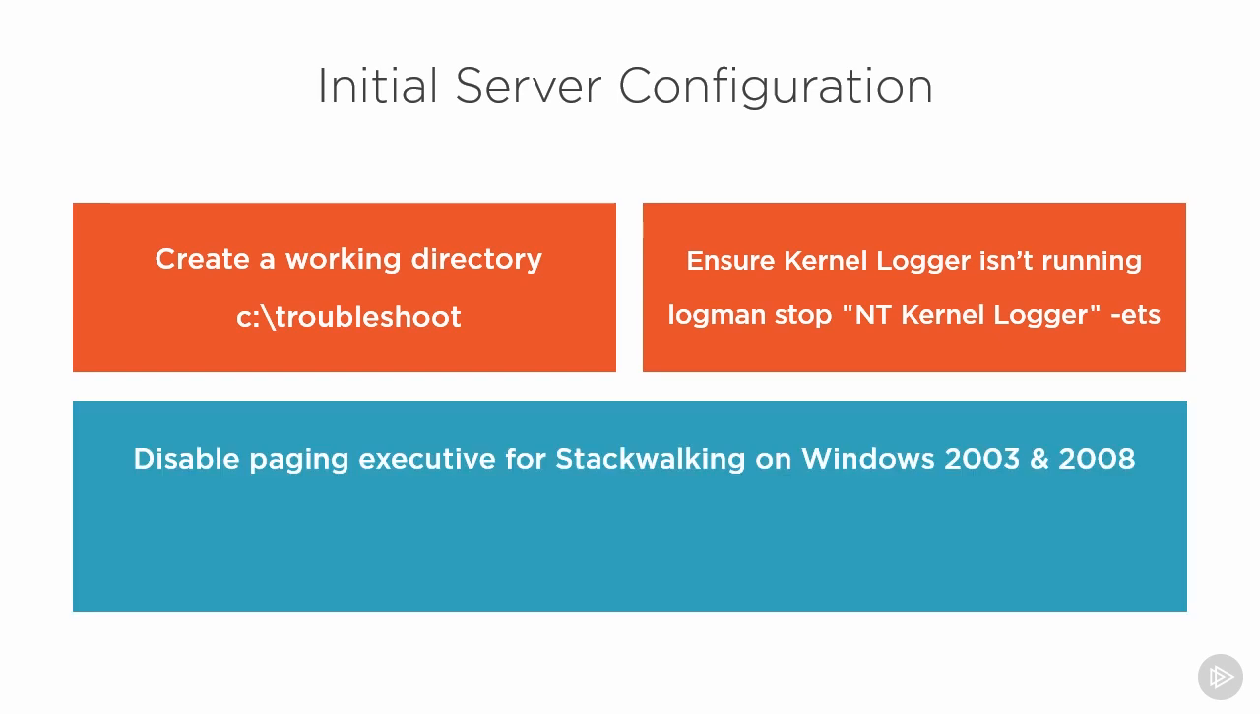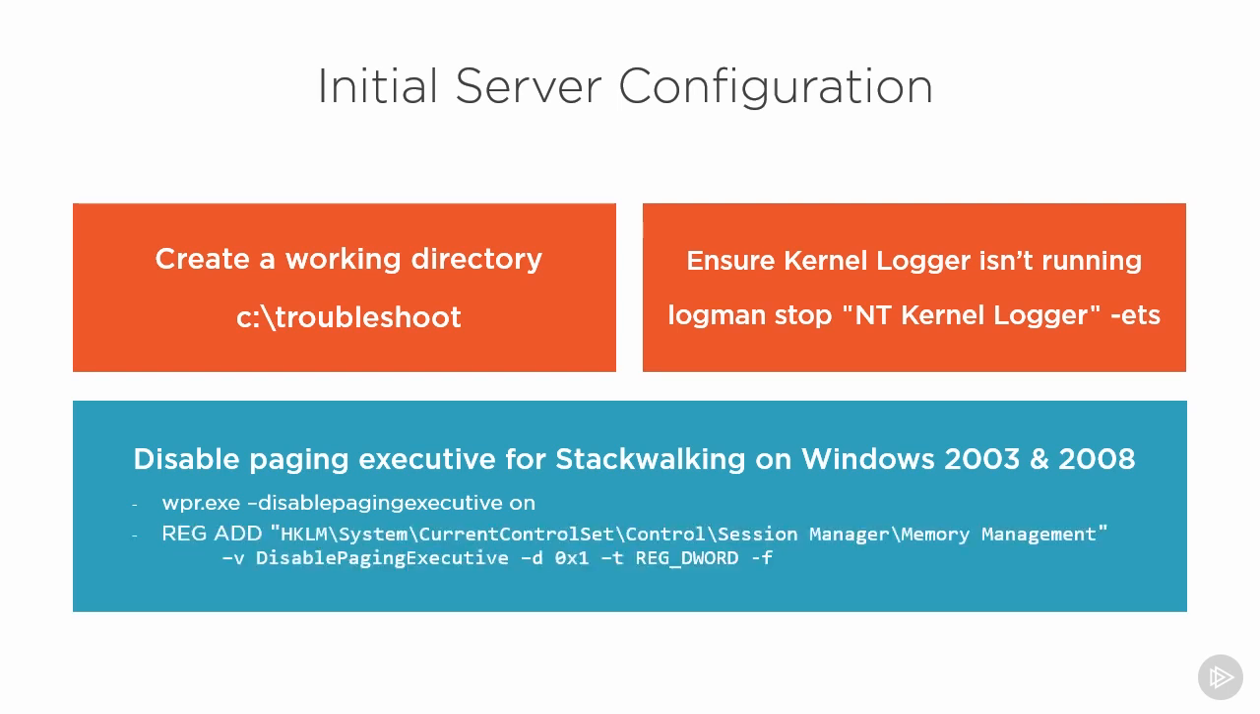Then, if you happen to be running on Windows 2003 or 2008, it's necessary to disable the paging executive if you need stack walking functionality. This can be accomplished via either WPR by doing a -disablepagingexec -on, or you can utilize a registry setting. Here you can see the appropriate reg add command specifying DisablePagingExecutive, setting it to a value of 1.